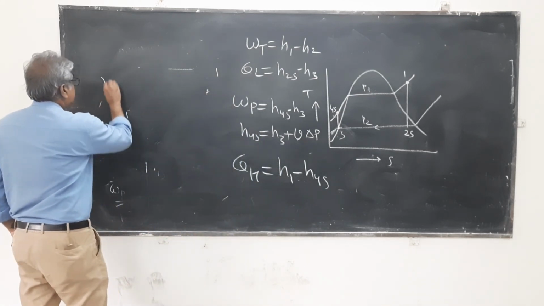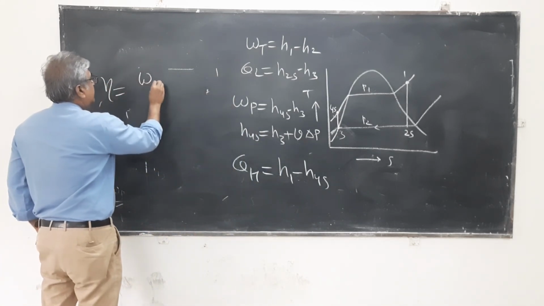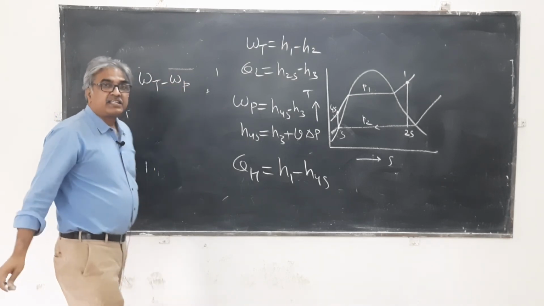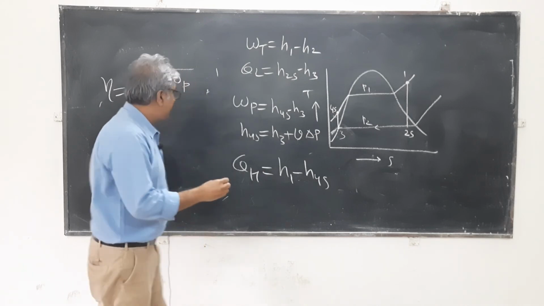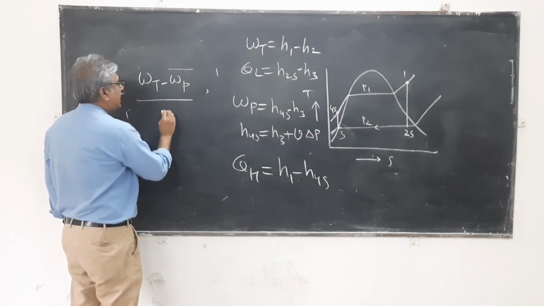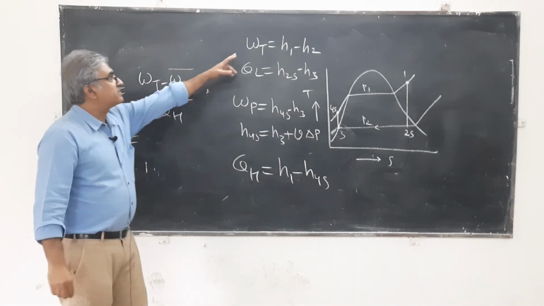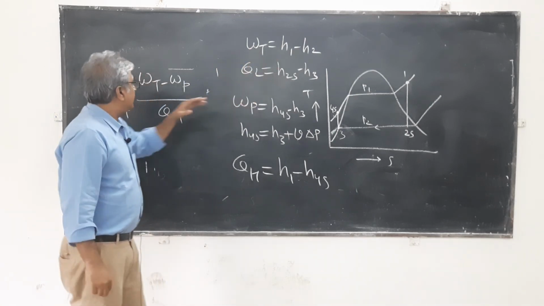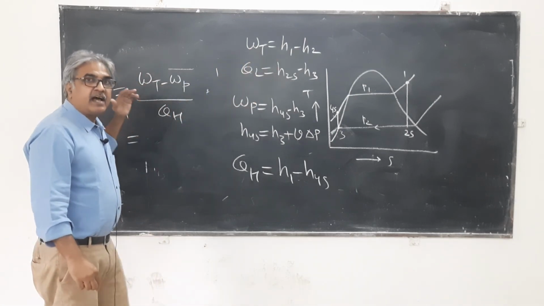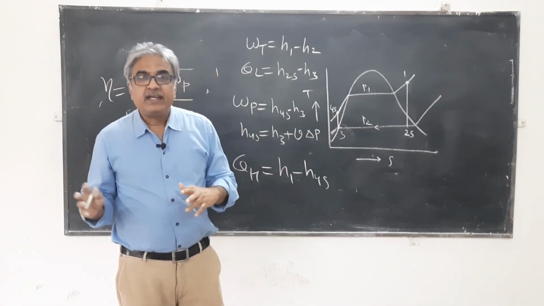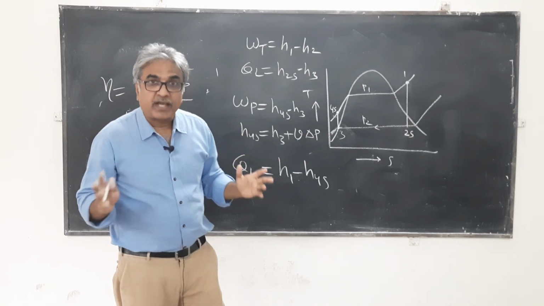So these are the equations which will give you the expression for efficiency. The expression for efficiency is WT minus WP, that gives you W net, upon the heat supplied, QH. So just substitute these expressions, H1 minus H2 and the others, over here and you will get the expression for efficiency of a Rankine cycle. Okay, thank you.